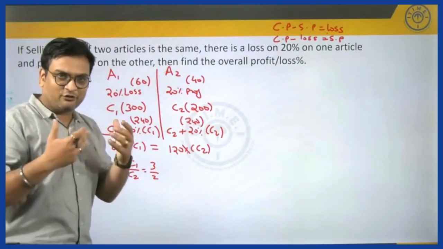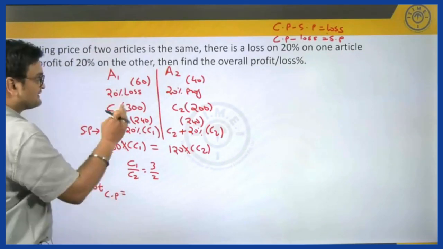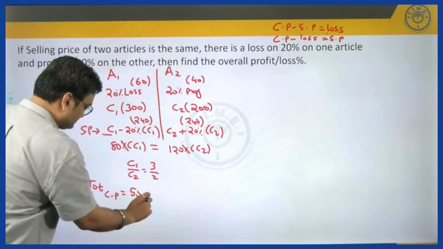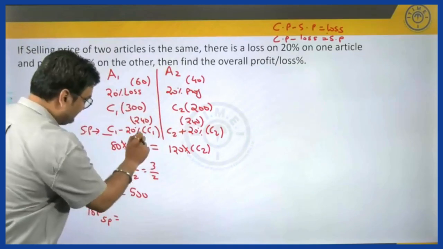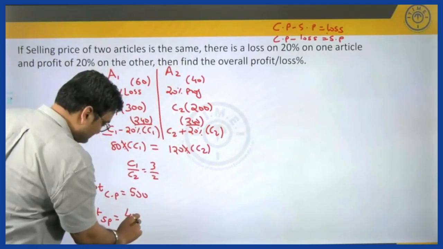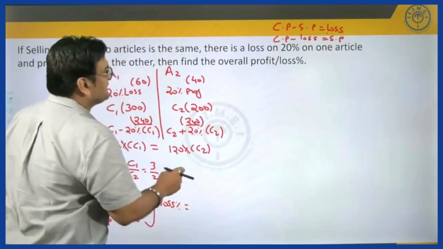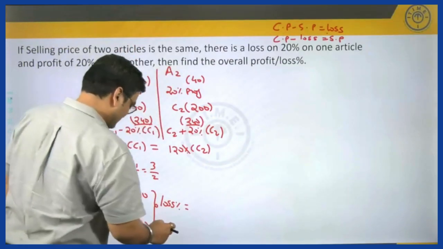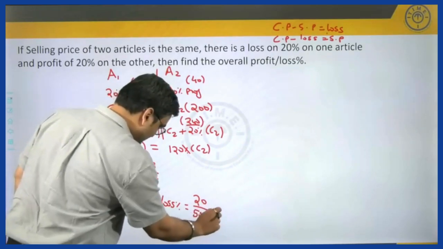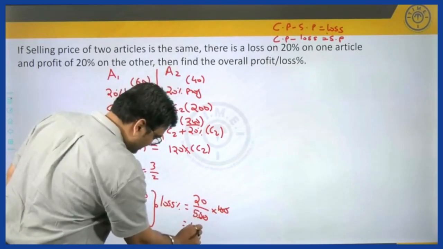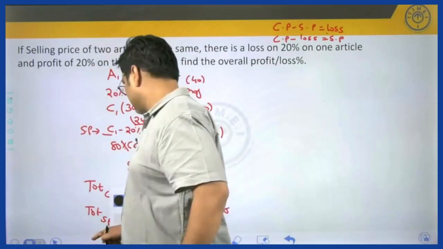So if you want to find out the overall profit or loss, what is the total cost price? It's 300 plus 200, 500. What is total selling price? It's 240 plus 240, 480. Clearly there is a loss. He's asking us overall profit or loss, it's a loss. The loss amount is 20 rupees on CP, into 100, which will give us 4% loss. So there is a regular way of getting to the answer.